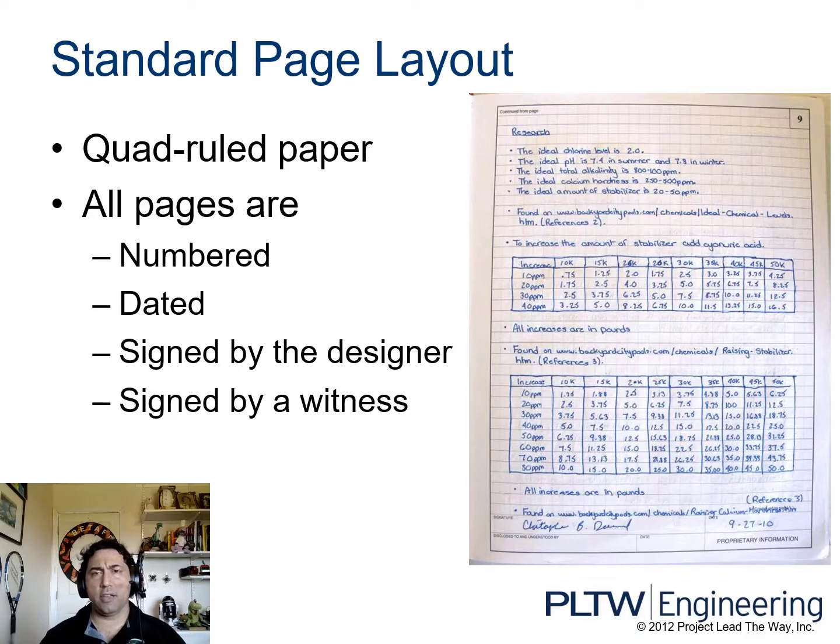Standard page layout looks like this. It's a quad roll page. That means you have a graph paper page, if you will. All pages are numbered. They are dated, as you can see on the bottom of the page. They are signed by the designer, and they are signed ideally by a witness.